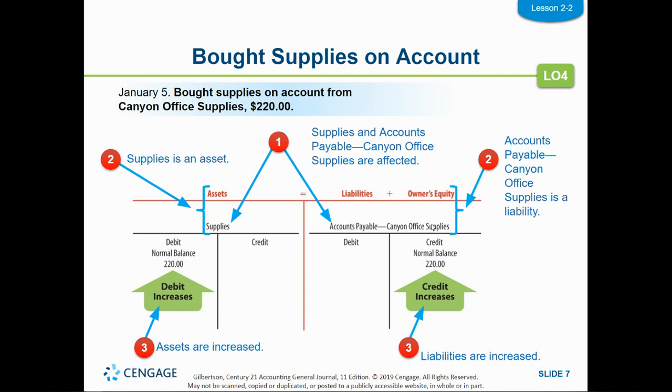Let's review that real quick. Our accounts payable account is a liability. Liabilities are on the right side of the accounting equation if you go from the equal sign. And if you remember, debit means left, credit means right. So liabilities will increase on the right-hand side of our T account with a credit.